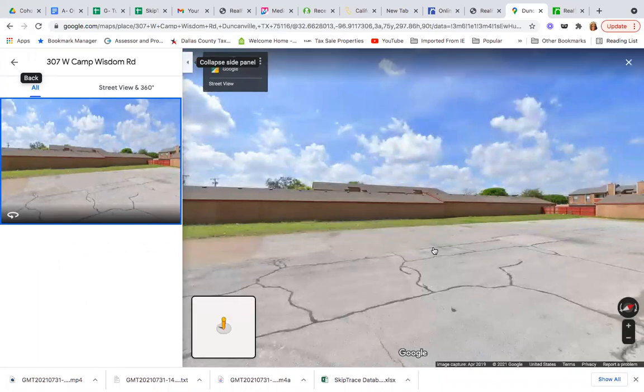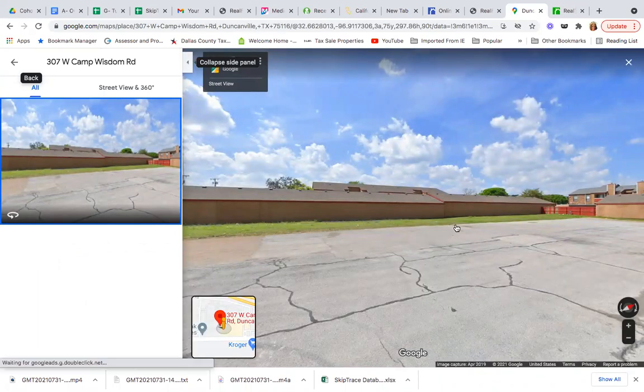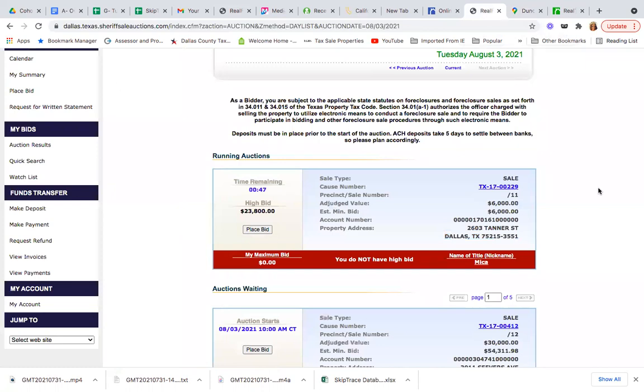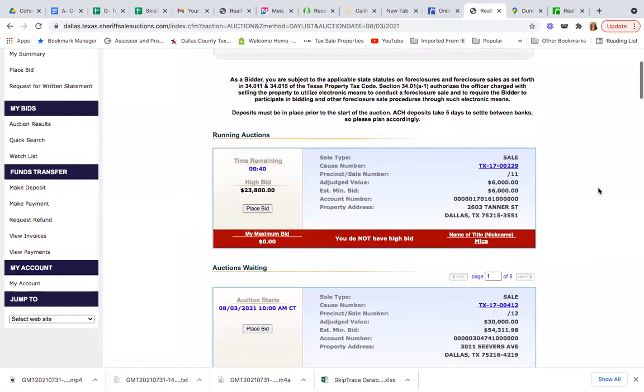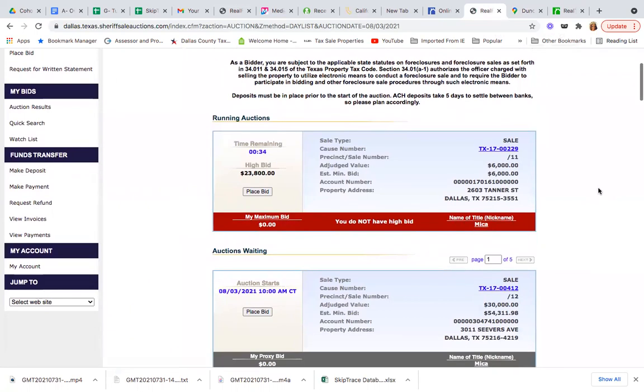So let's just see what this looks like. Oh, this looks like a storage unit place. What I do like about this is that you can pretty much look up properties while you're bidding. I like that about bidding online. If you're new to the game, number one, you can see how the platform works for you.